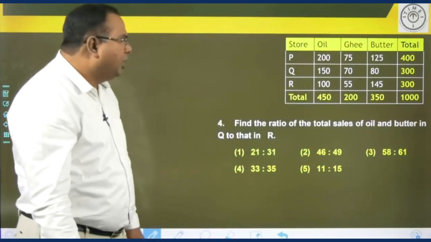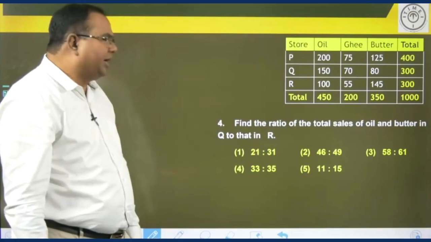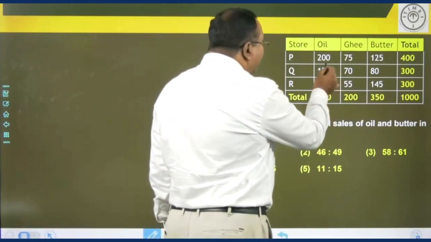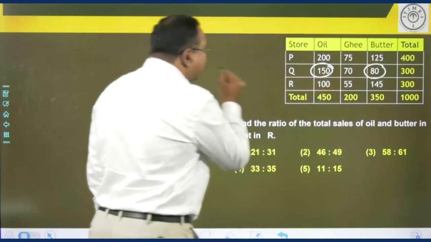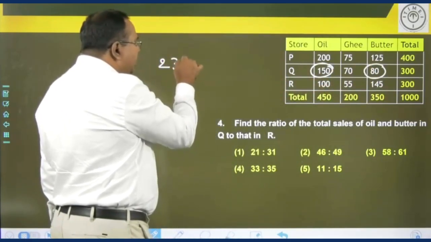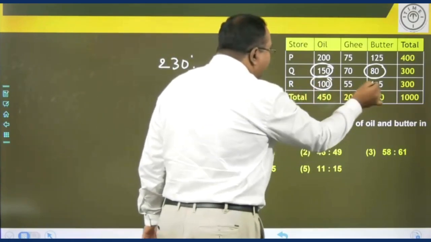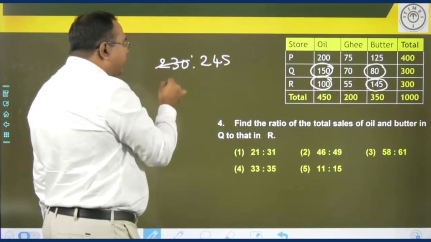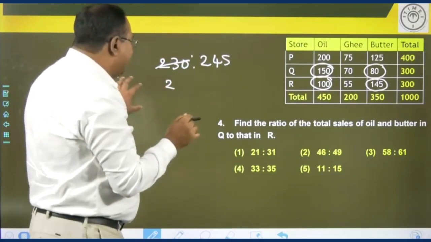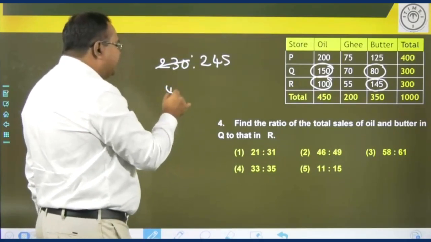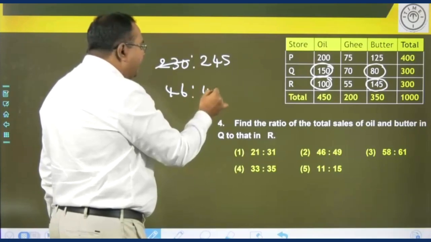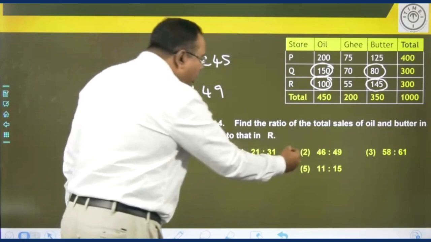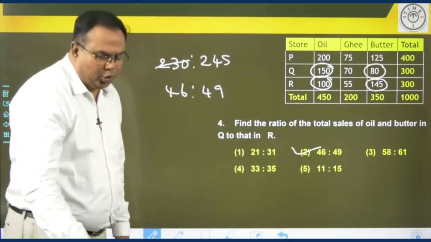Question number 4. Ratio of total sales of oil and butter in Q and R. Oil and butter in Q: 150 plus 80, 230. In R: 100 plus 145, it has to be 245. 5 is a common factor. 5 4s are 20, 5 6s. 5 4s are 20, 5 9s. So, 46 is to 49. So, it is present in option 2.